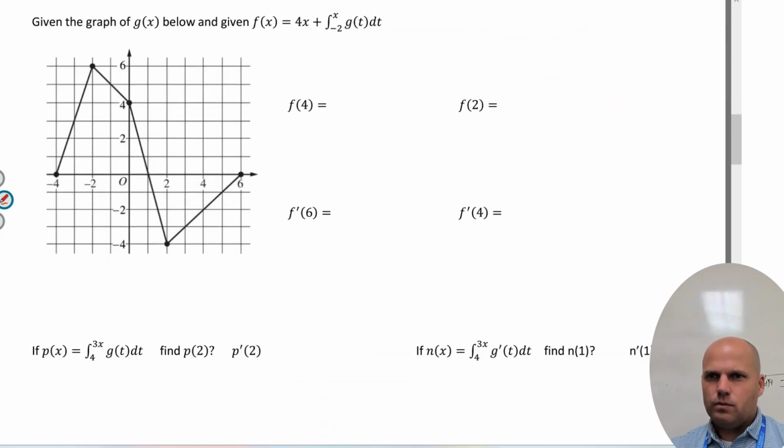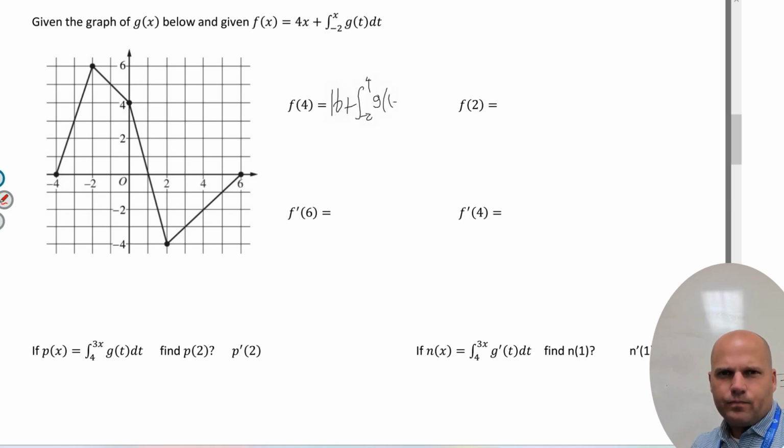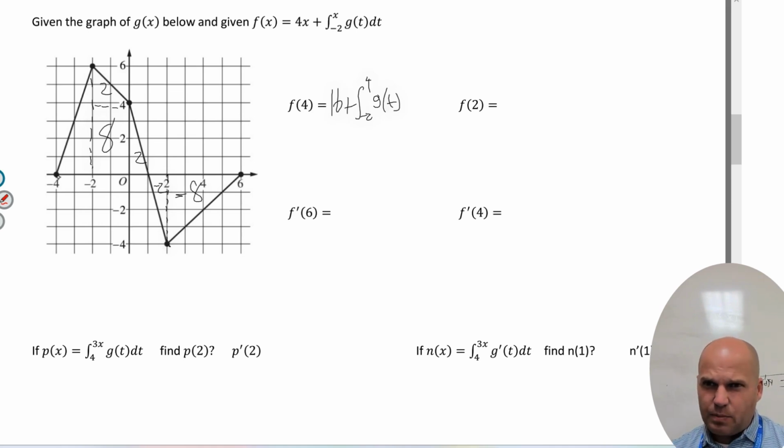Four x. Gave this to you for a reason. All right, I got 16 plus the accumulation from -2 to 4 of G. -2 is here. All right, so I got 1, 2, 3, 4, 5, 6, 7, 8. This is 8. This is a 2 by 2, which is a 2. This is a 2. This is a -2. And then this is 1, 2, 3, 4 by 1, 2, 3, 4. So this is 8, negative 8. And if I want to go to the left, I'll say this is a positive 2 by 6. So this is 6.